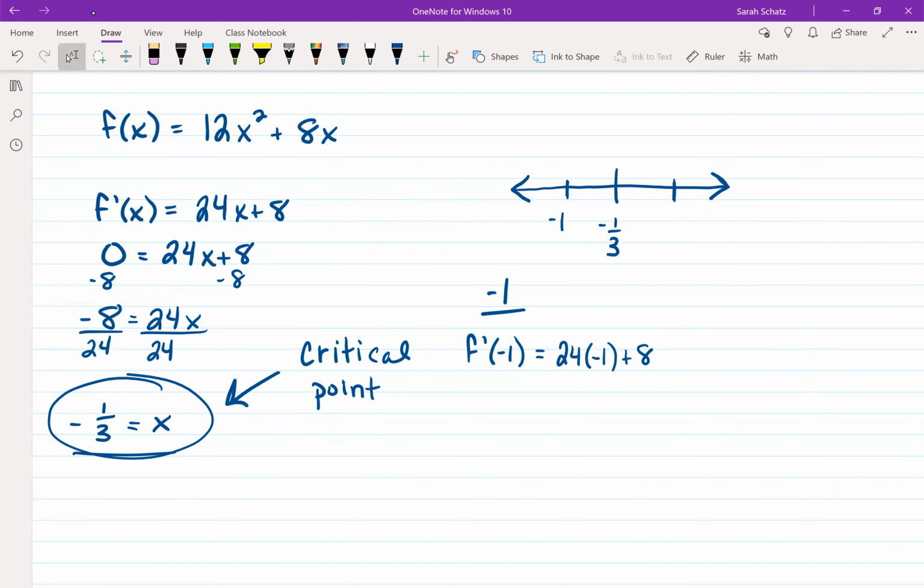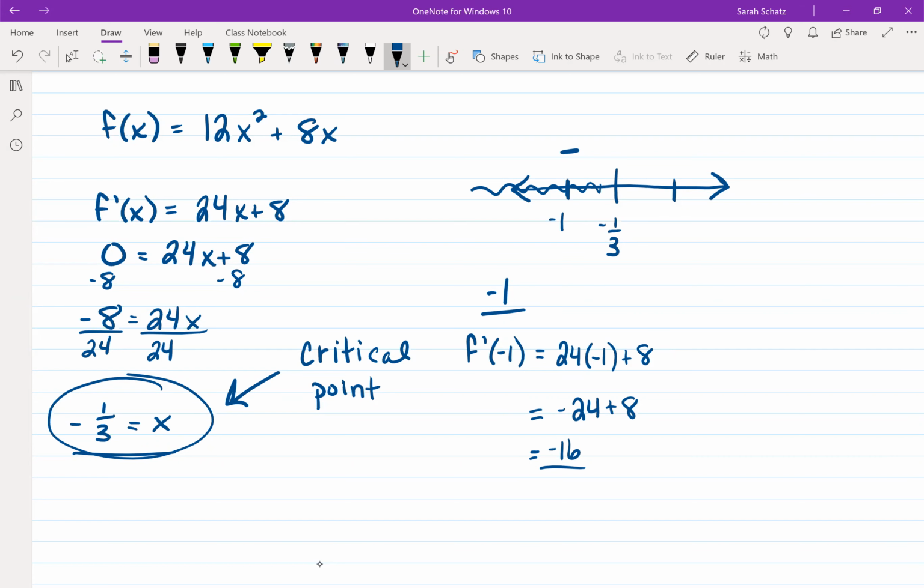Here we are. So remember I'm testing negative 1 in the derivative to see if it ends up being positive or negative. And remember, I don't even really care what the actual value of it is. I just want to know the sign of it. So I've got negative 24 plus 8. So that gives me negative 16. So it's negative. So I'm going to notate that. And usually I just put a little minus up there. It says that everything to the left of negative 1/3 is decreasing. All of these values have a negative derivative.